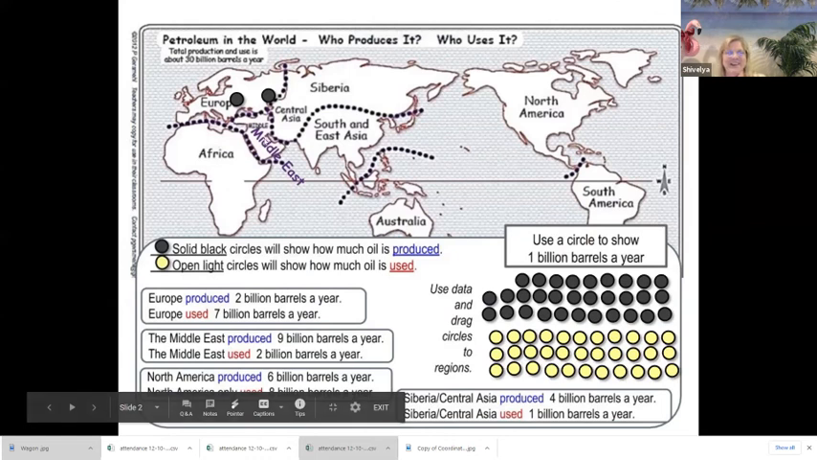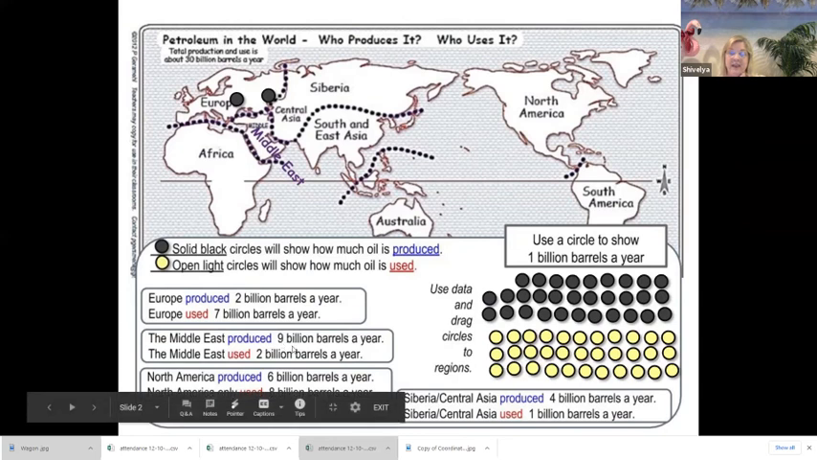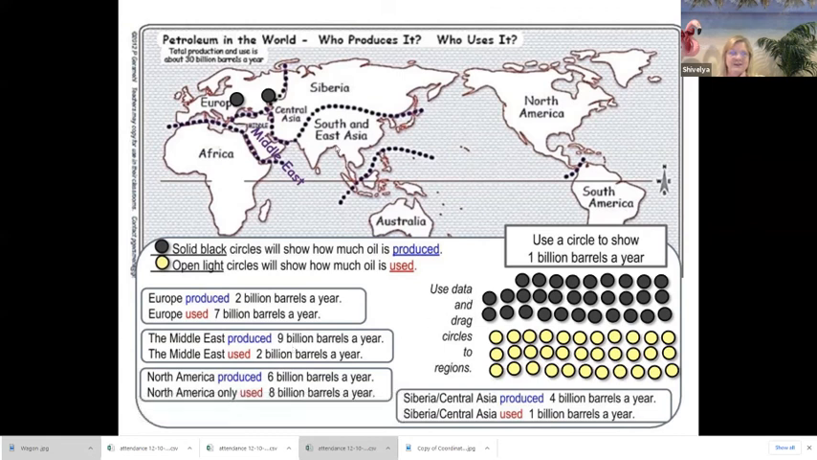When they do the Middle East, whether they're drawing it by hand or they are doing it digitally, it's obviously a very small area. It's a small region, part of the world. And yet they have a lot of oil or petroleum. So they have to get 9 of those dark circles in there. And then they use only 2.